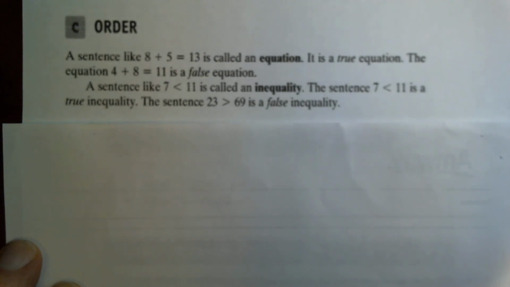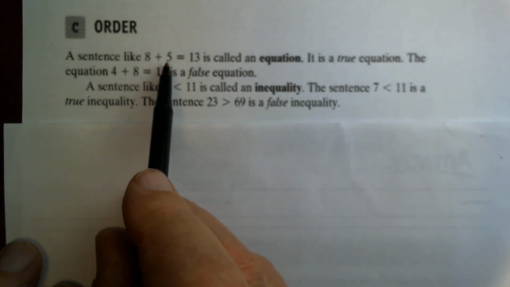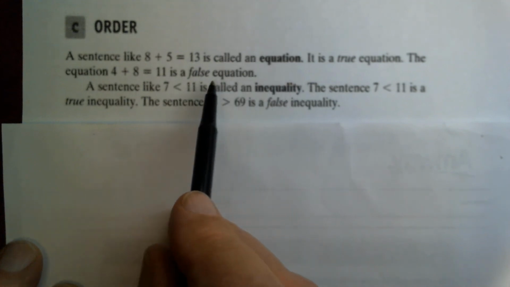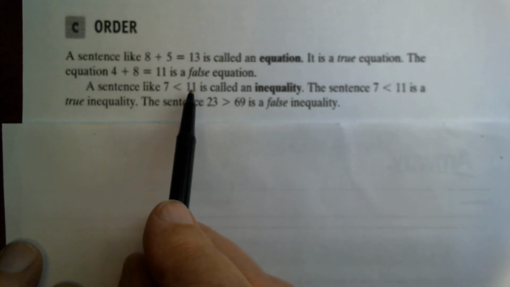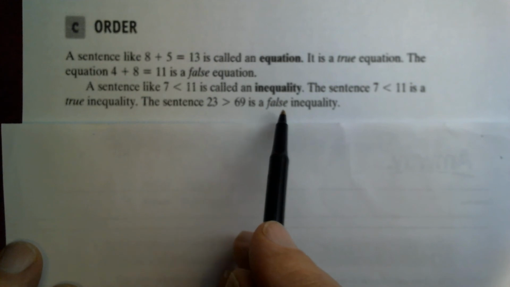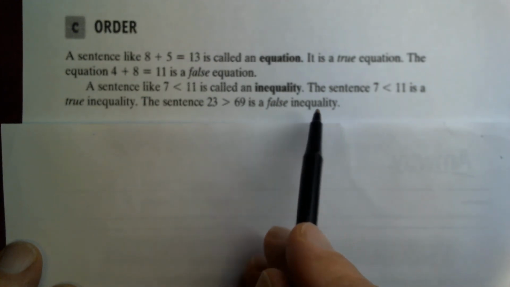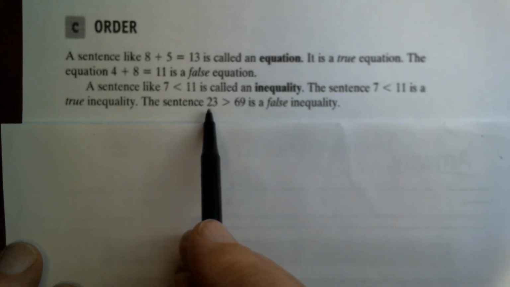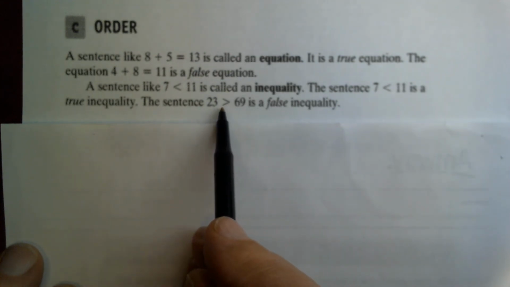The last learning objective in this section is order. So when we look at a sentence like 8 plus 5 equals 13, it's called an equation. It is a true equation, while, for example, 8 plus 4 equals 11 is a false equation. Then we have sentences like 7 is less than 11, which is called an inequality. The sentence 7 is less than 11 is a true inequality because obviously 7 is less than 11. The sentence 23 is greater than 69 is a false inequality because 23 is not greater than 69.